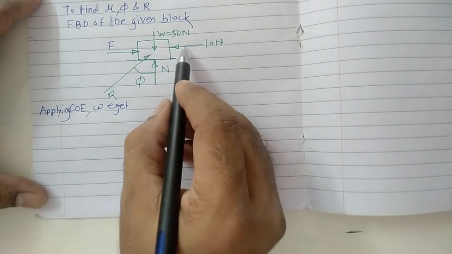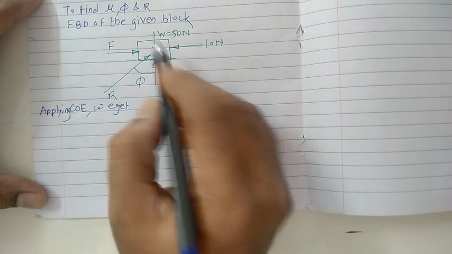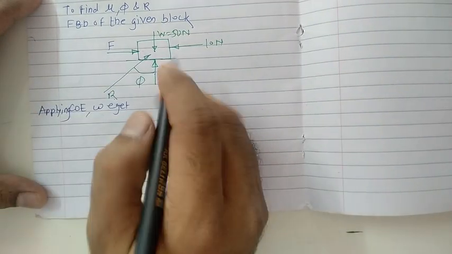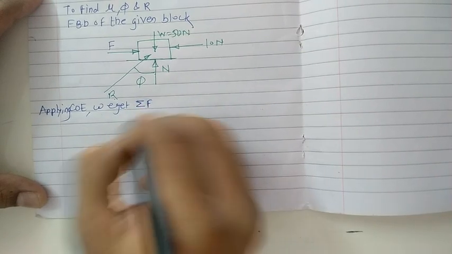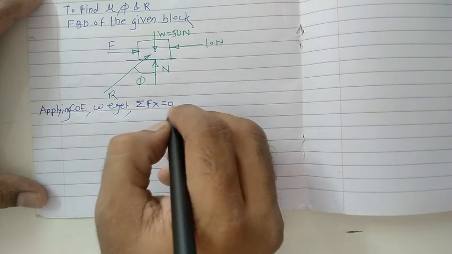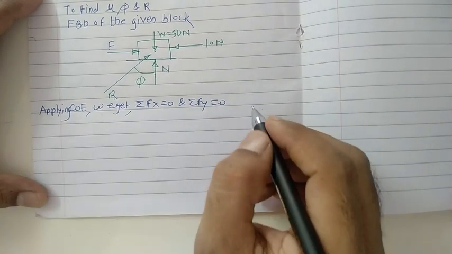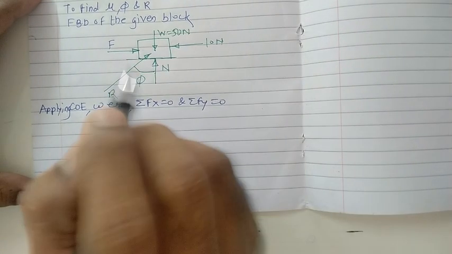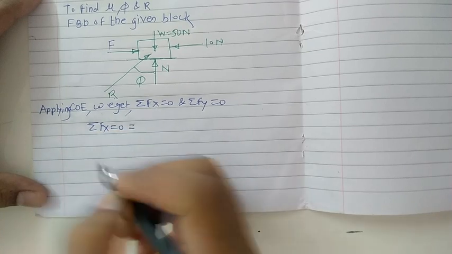Now if you focus on the forces shown here, all these forces pass through a single point. In the case of a concurrent force system, we know the conditions of equilibrium. The first one is the summation of Fx equal to 0, and the second one is the summation of Fy equal to 0. These are the two conditions with us. Now apply these two conditions to this case, and you can get two different equations. The first equation is the summation of Fx equal to 0.